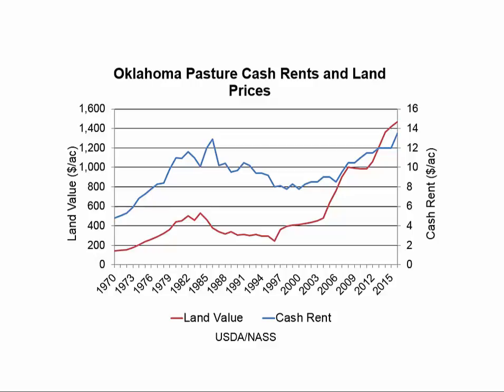Cash rents, shown with the blue line, increased dramatically in the 1970s, then declined, and have trended up since the mid-1990s in Oklahoma. The rate of increase in rents has been slower than the rate of increase in land prices. Unlike cropland cash rents, however, pasture rents have continued to increase.